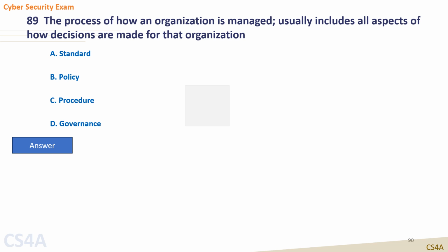Here the question is: the process of how an organization is managed, usually including all aspects of how decisions are made for that organization. Here the keyword is how the organization is going to make decisions in business operations. So what do you call it: standard, policy, procedure, or governance? The keywords are all aspects and decision making. So clearly the answer is D, governance.